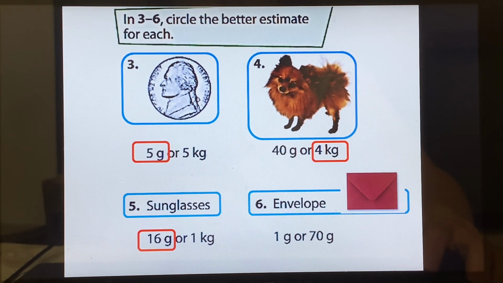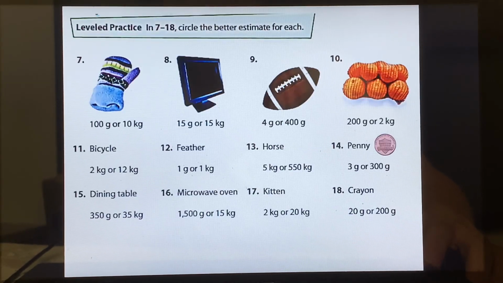6. Envelope. 信封. Which is a better estimate? 1 gram or 70 grams? 1 gram. Did you get it right? Let's move on. In questions 7 through 18, circle the better estimate for each. 7. 7 is a glove.